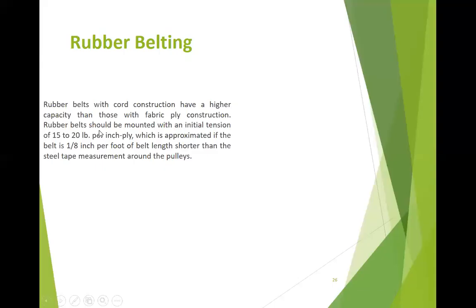Rubber belts with cord construction have a higher capacity than those with fabric ply construction. So rubber belts should be mounted with an initial tension of 15 to 20 pounds per ply, which is approximated if the belt is 1 inch per foot of belt leg shorter than the distance measured around the pulleys.